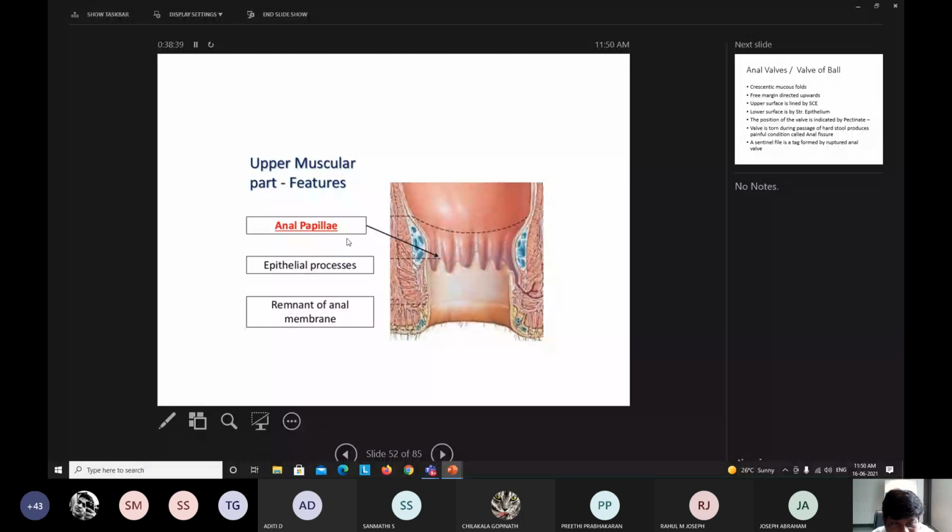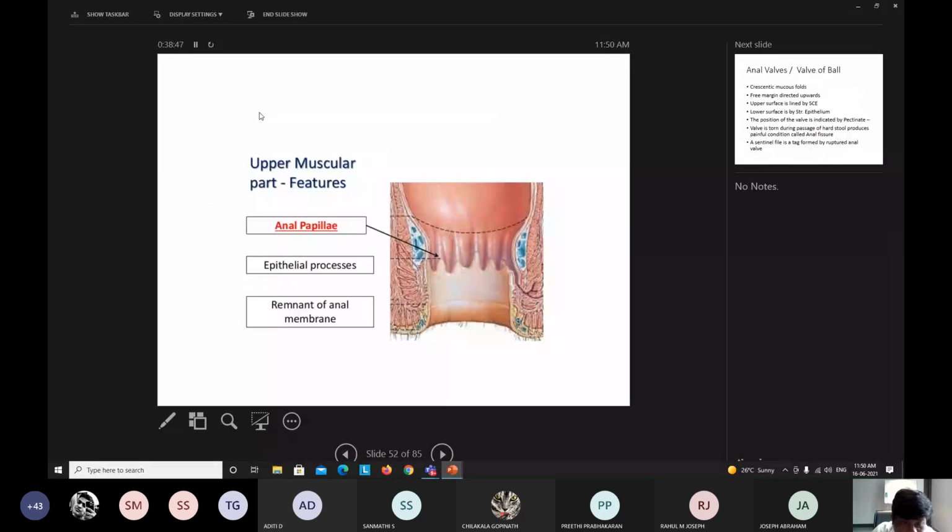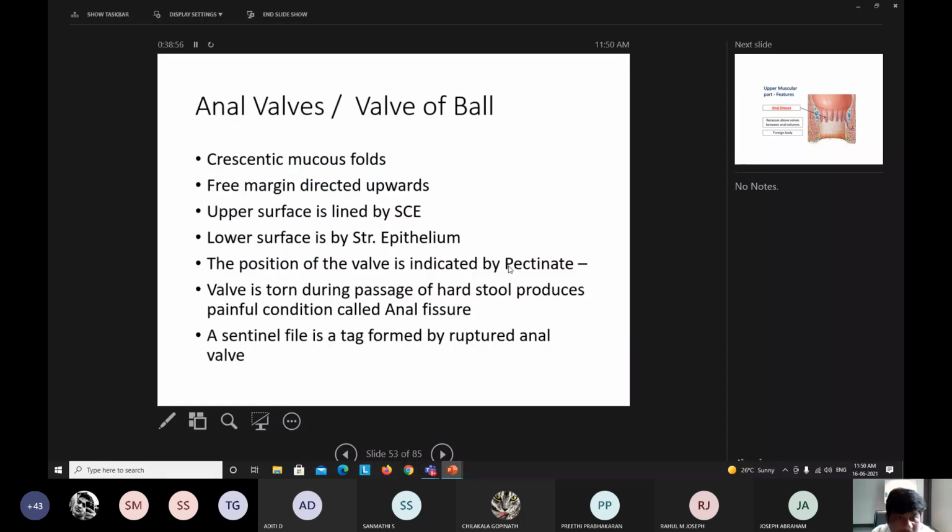So this epithelium is called the anal papillae. Just now we discussed the anal valves. Again I'll show you the anal valves here. So these are the anal valves, crescentic folds. About the anal valve, these are crescent mucosal folds.